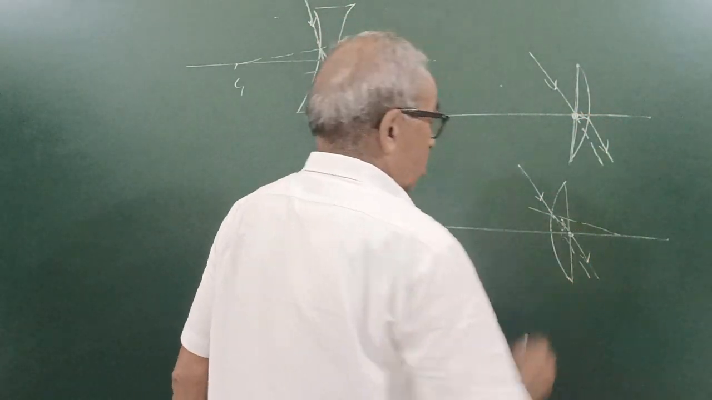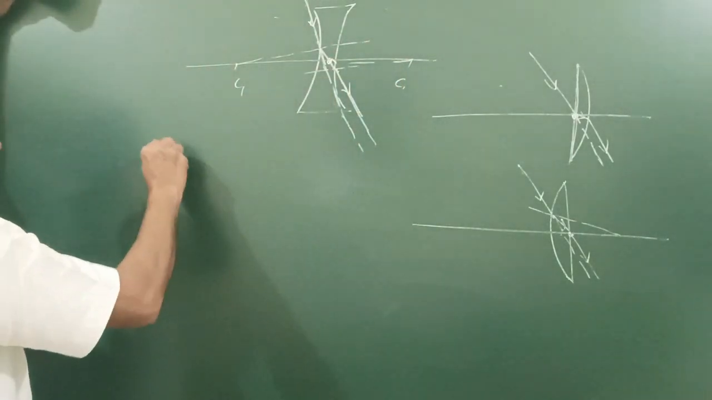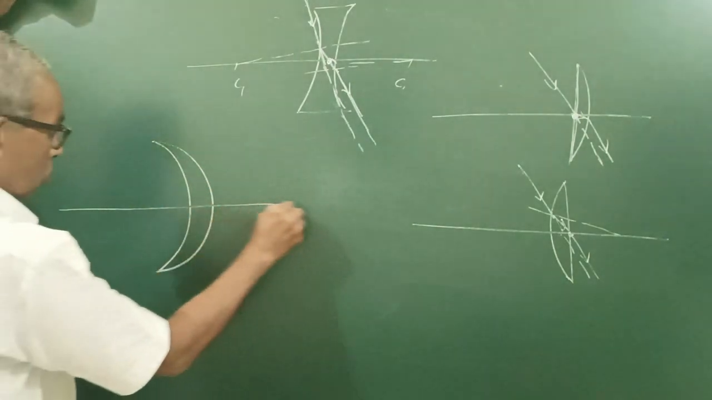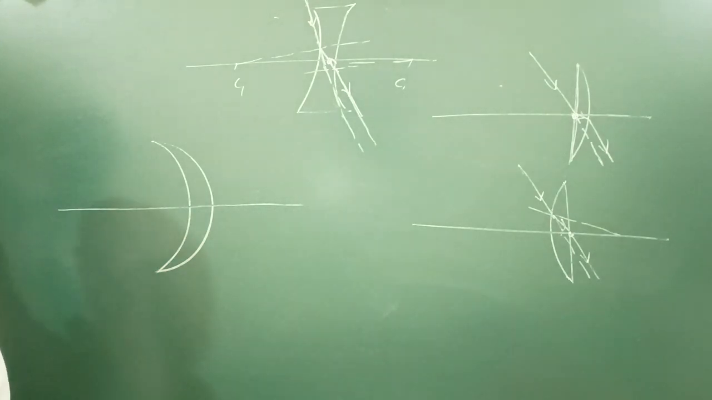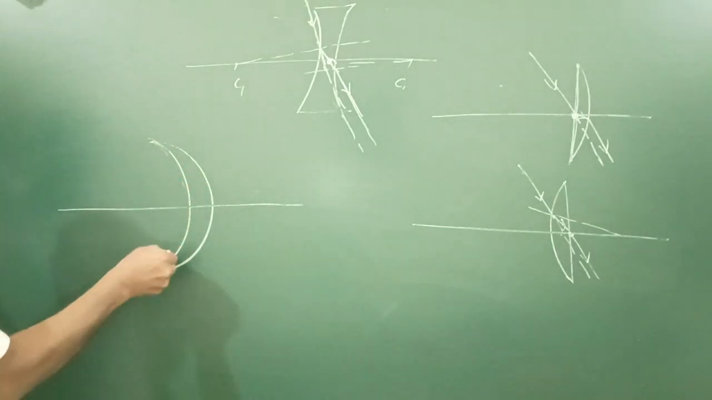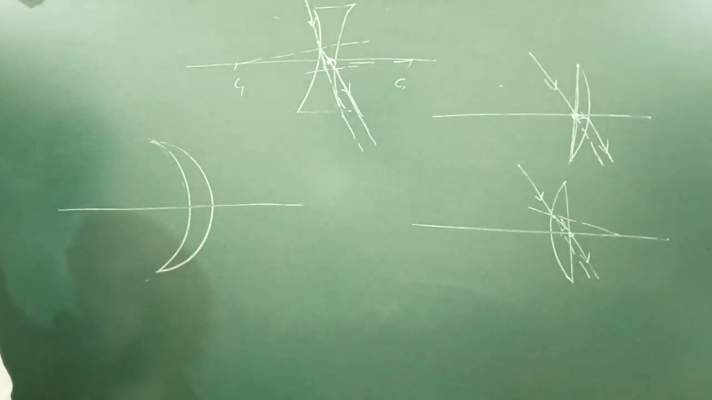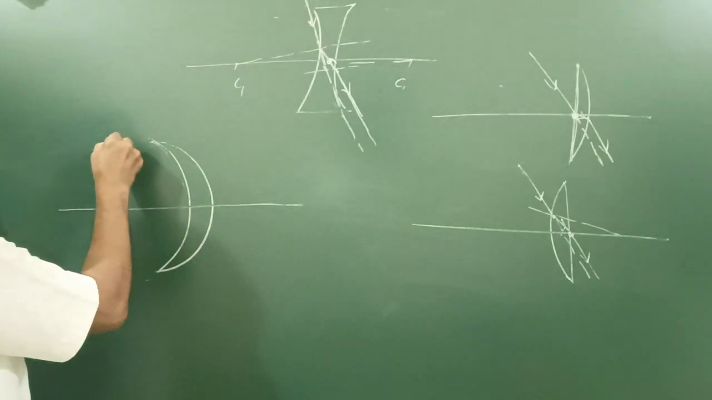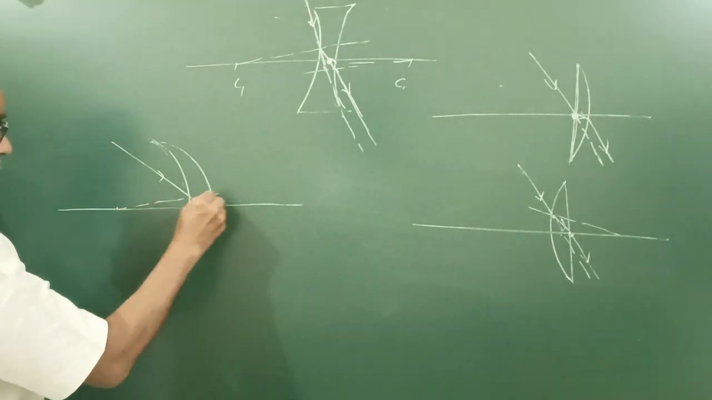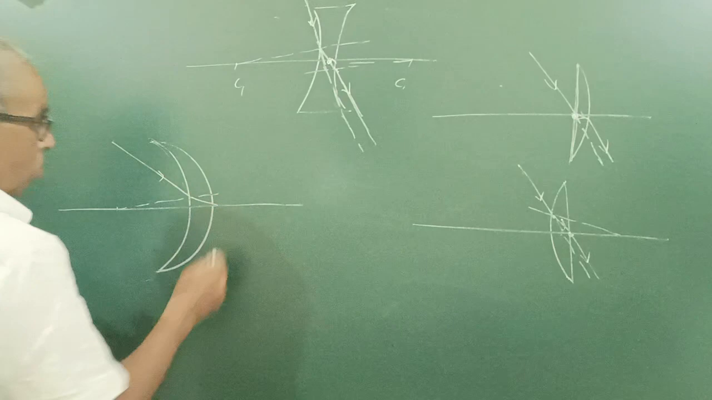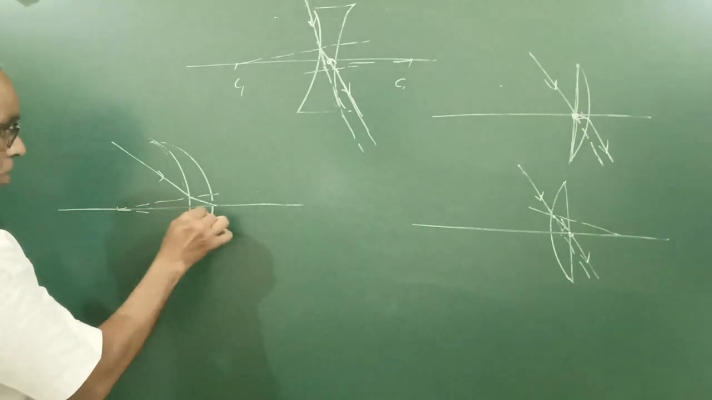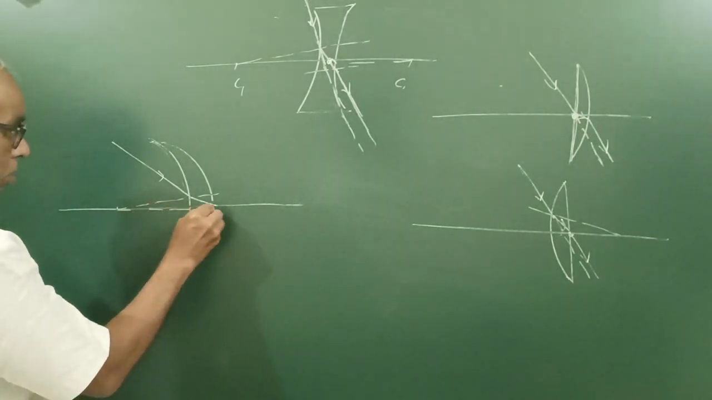Now in case of concavo-convex, this is concavo-convex. This radius is longer and this is smaller. So here the ray is falling like this. The center is here, so this is the normal, bend toward the normal. And again here, somewhere the center is here, bend towards it.